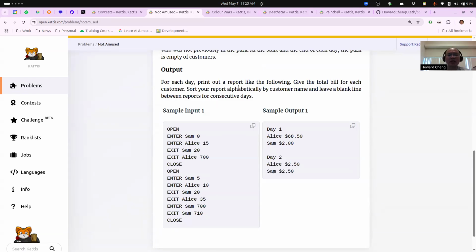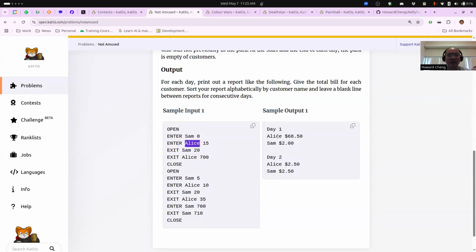You have to also print things alphabetically by customer name. So the standard thing to do, I guess, would be to have a map where the key is the name of the person and the value is whatever we want to keep track of. So in this case, we need to keep track of two things. We need to keep track of when a person has entered the park, so when we know that they exit, we can figure out how long they've been here. And then we also need a map that stores how much money each person has spent.